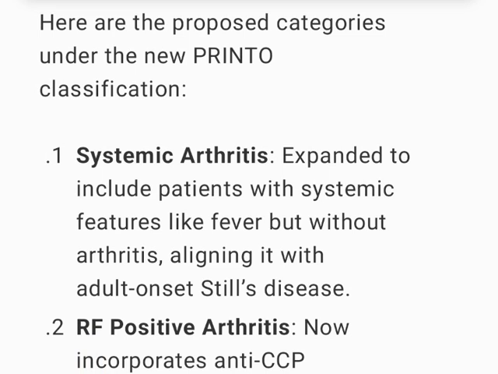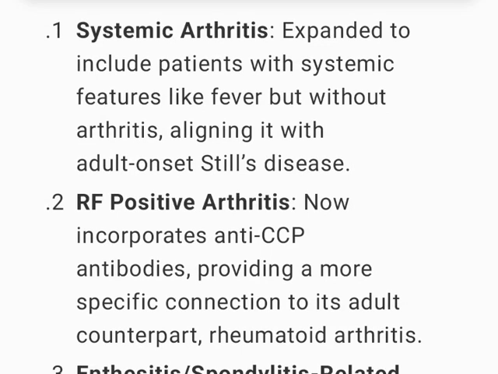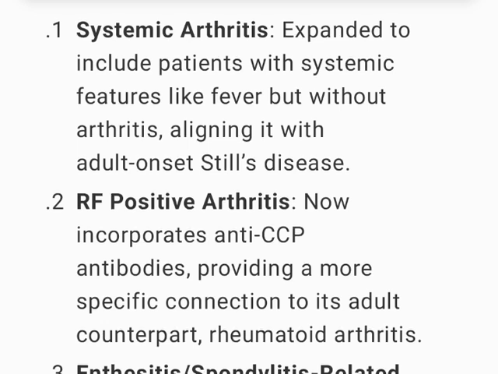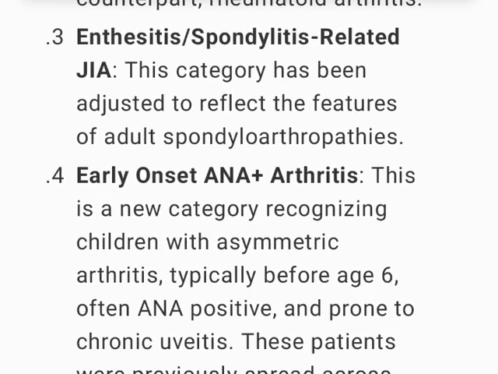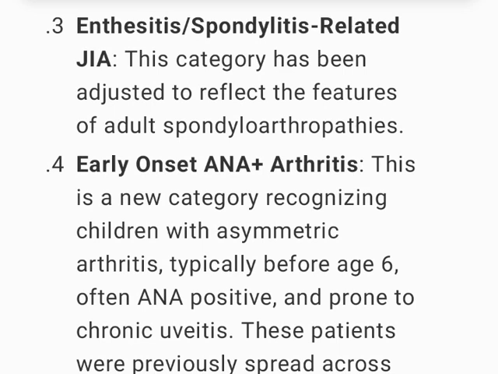1. Systemic arthritis, expanded to include patients with systemic features like fever but without arthritis, aligning it with adult onset Still's disease. 2. RF-positive arthritis, now incorporates anti-CCP antibodies, providing a more specific connection to its adult counterpart, rheumatoid arthritis. 3. Enthesitis spondylitis-related JIA. This category has been adjusted to reflect the features of adult spondyloarthropathies. Number 4. Early onset ANA plus arthritis.